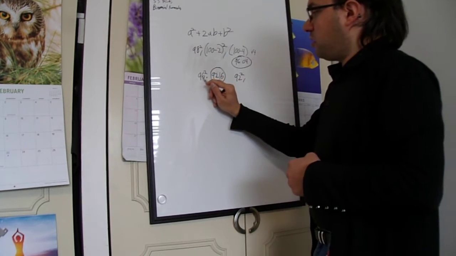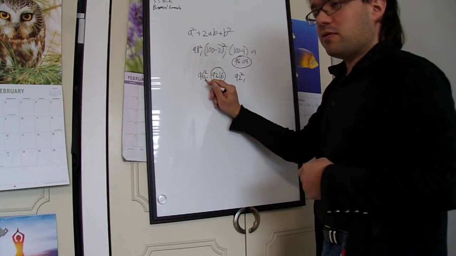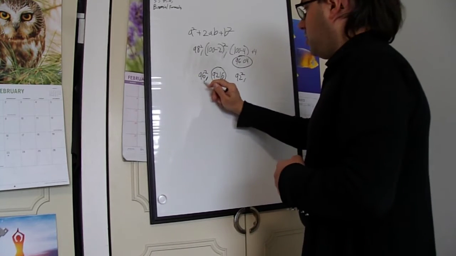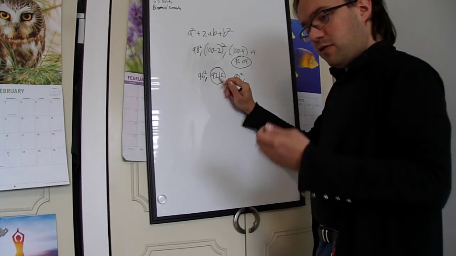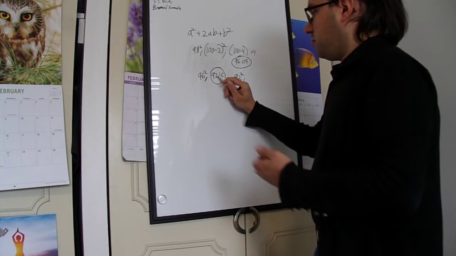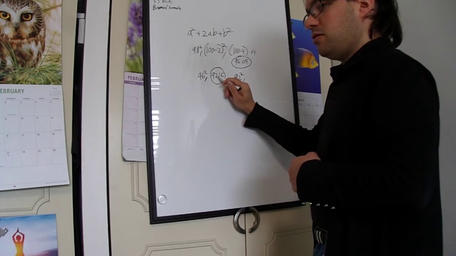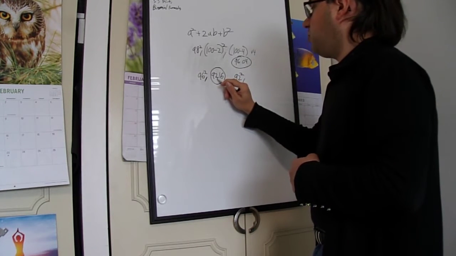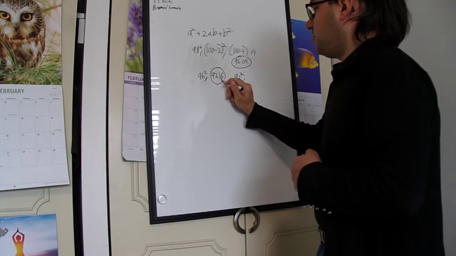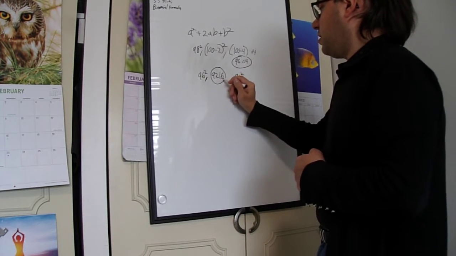In this case, where 96 squared is 4 away from 100, then you double the minus 4 from 100, and so it's 8 from 100, which is 92. 4 squared is 16. So 9216.